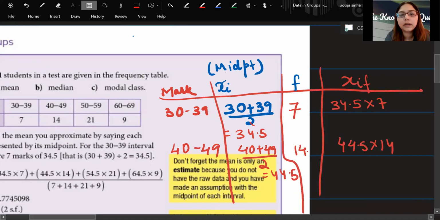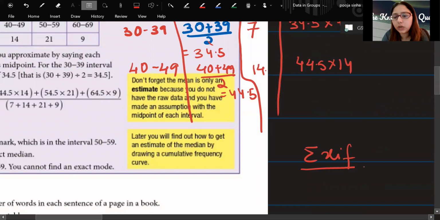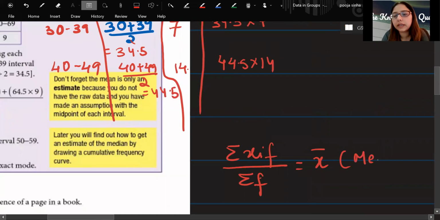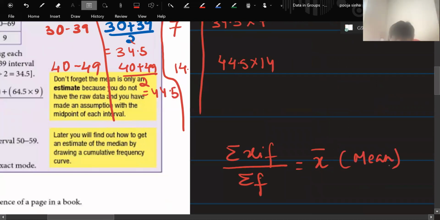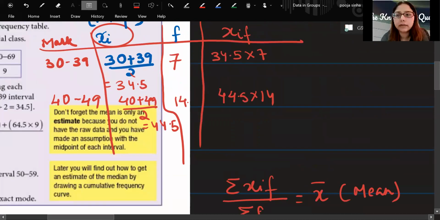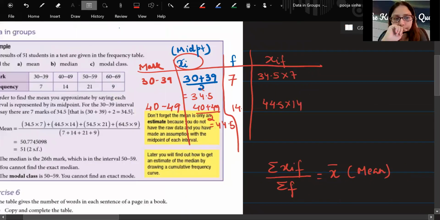What is an extra step here? Finding the midpoint is an extra step, right? And then you do the same thing. You will find out the sigma XiFi. You will divide by sigma F and you will get your answer for mean. Is this clear? Everyone? Everyone, is it clear? Trisha, any confusion? No.